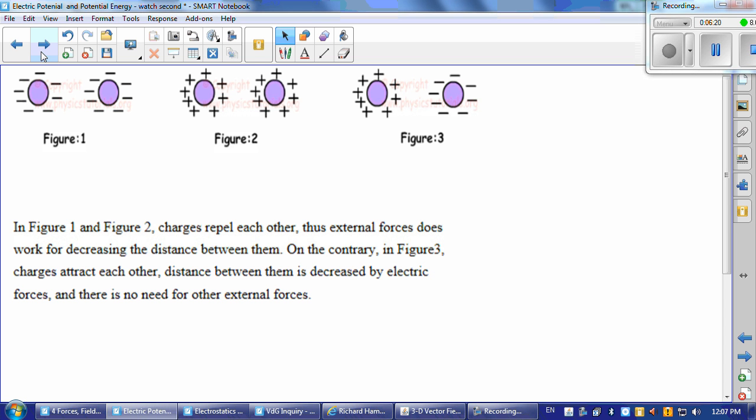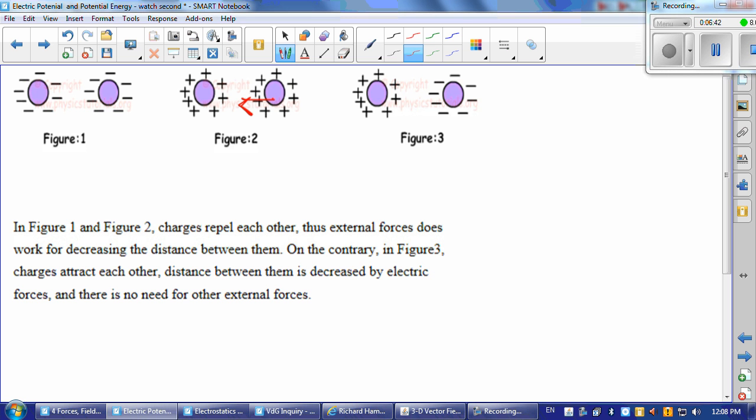Just a couple examples. In Figure 1 and Figure 2, the charges repel each other. Thus, external force does work for decreasing the distance between them. What that means is, if I want to move this charge closer, I have to do work. And because they are both positive, I have to use a lot of force.